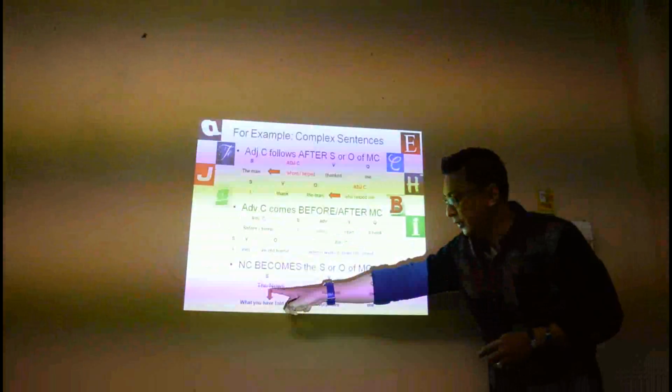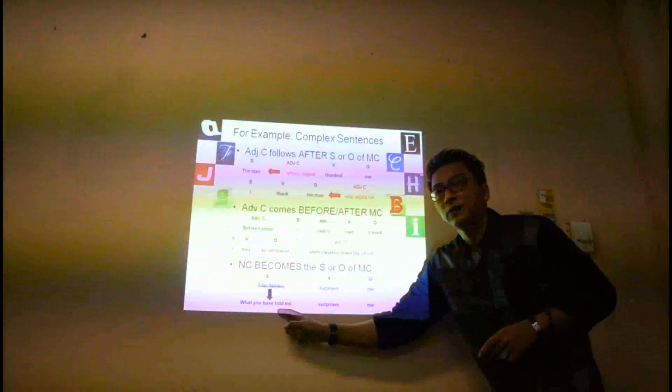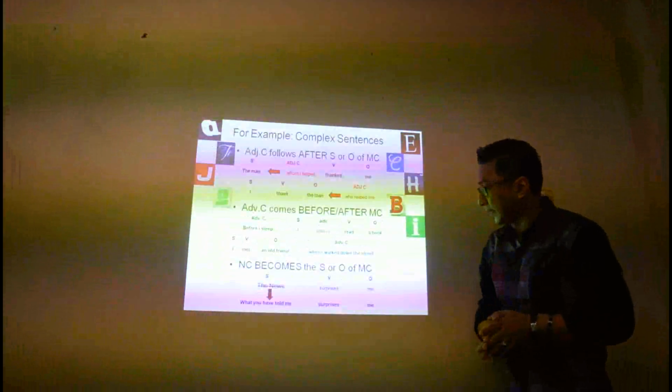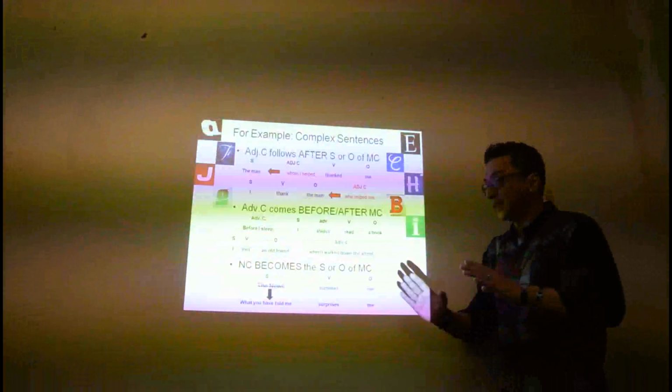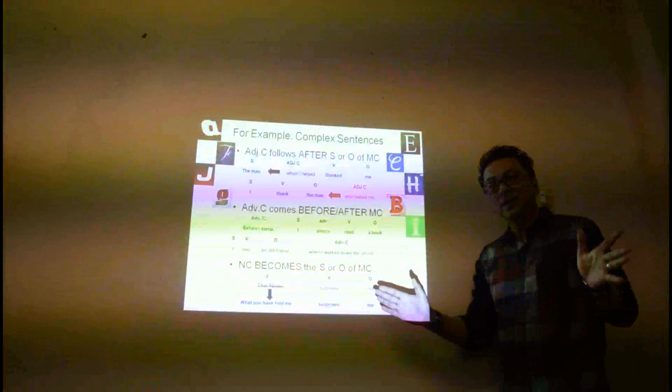Look at this one here. The news is disappearing. And the noun clause, the whole chunk of noun clause enter into the position of the subject, and it becomes something like this. What you have told me surprises me. This is the explanation about the next member of the family, the child clause, subordinate clause.